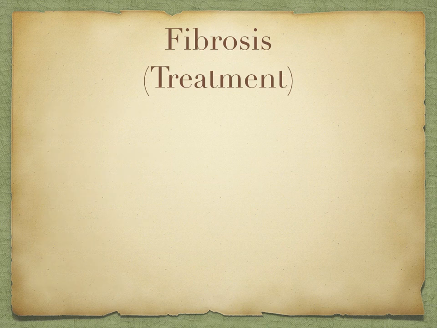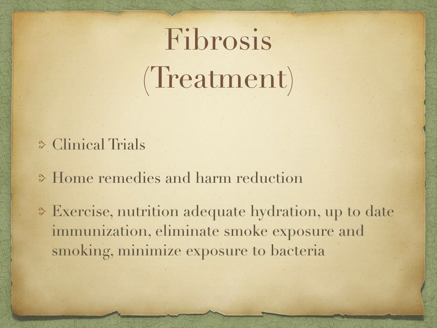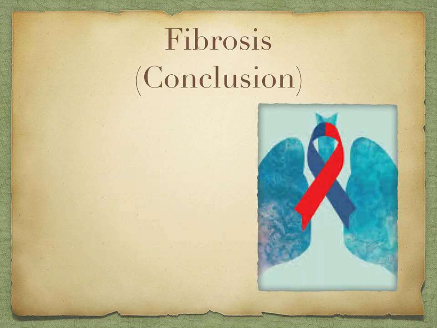For sort of outside of the box stuff, you've got clinical trials and home remedies and harm reduction techniques. Some of those can be making sure that your exercising is on point, that your nutrition is adequate, that you're staying hydrated, that you're up to date on your immunizations. You eliminate smoke exposure and smoking. So if you're smoking, you need to stop. If you have cystic fibrosis, you also minimize exposure to bacteria because you have all that extra mucus, which is a happy home for those microbes to live.